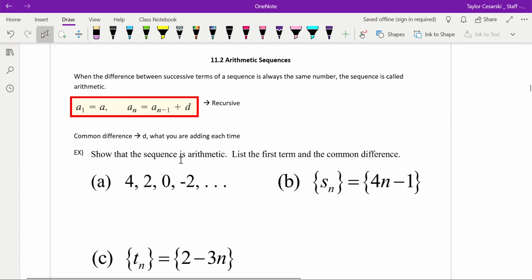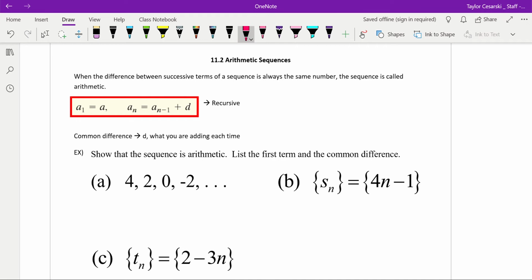Alright, so this is 11.2 arithmetic sequences. There's two special types of sequences that we'll talk about, which are arithmetic and geometric. This video is on arithmetic. When you're adding or subtracting the same number every single time, that's called an arithmetic sequence.